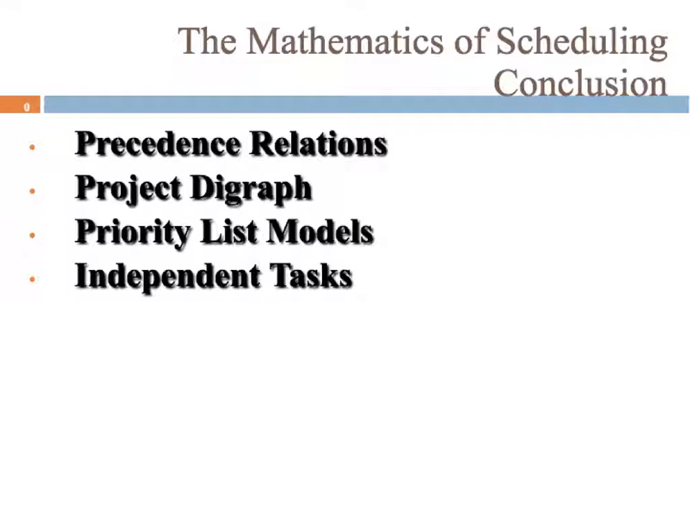So that's the end of the chapter. So just go back and review some of the major concepts, some of the major vocab. Remember how important the precedence relations are in creating the project digraph. And remember that the digraph is really what sets the rules for making the schedule, although we use those priority list models to give us different answers and sometimes the better answer. And then lastly, we talked about independent tasks and how you can calculate relative error.